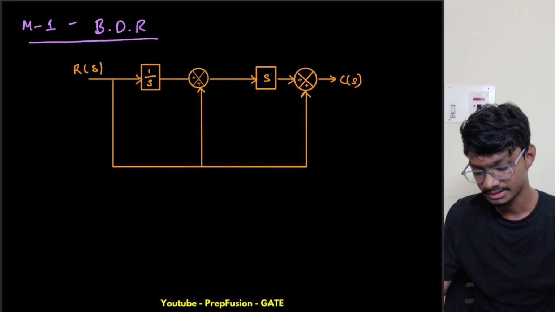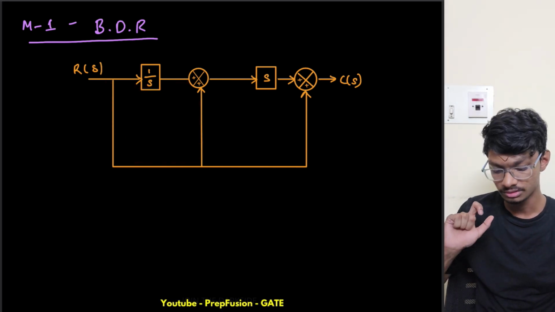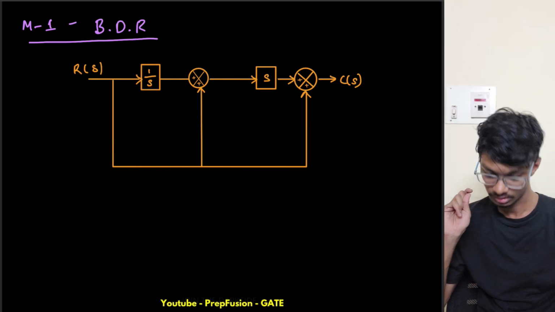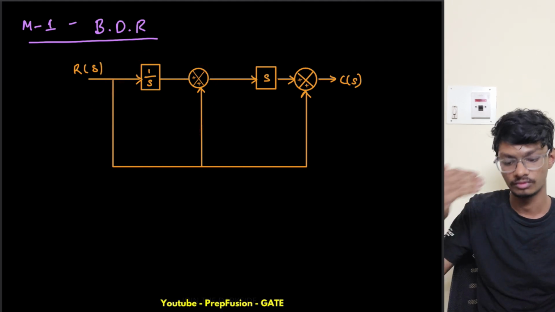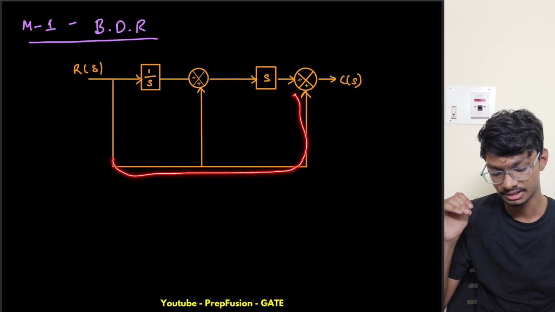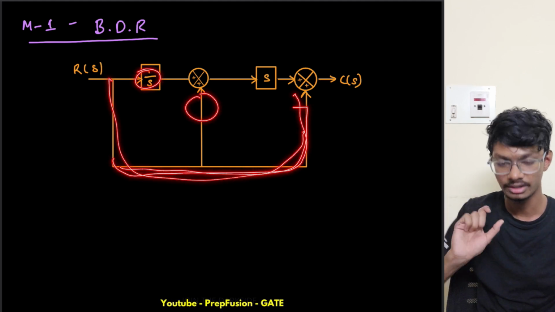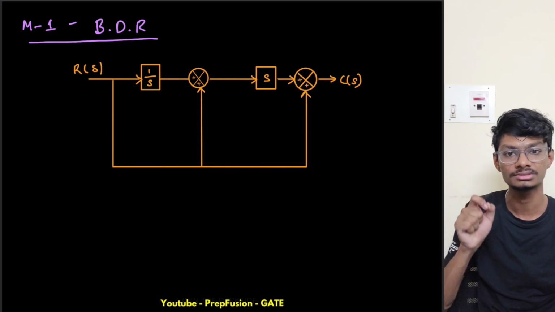So what I can see here is the same point is going here and going here. So these two are connected in parallel. These two are connected in parallel only. So what I can do is replace this with one block, but this connection is still here, so this connection will still be here, but these two I can replace with one block only. What will be that block? Parallel connection, so 1 by s plus 1.